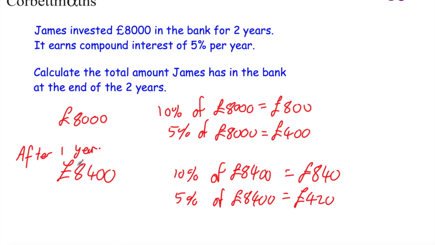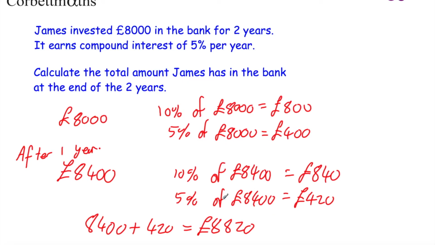So it gets added on to what he has in the bank account at the beginning of that second year, which is 8,400. So we're going to do 8,400 plus 420, which is equal to £8,820. So that means that in the bank account after 2 years, James will have £8,820.